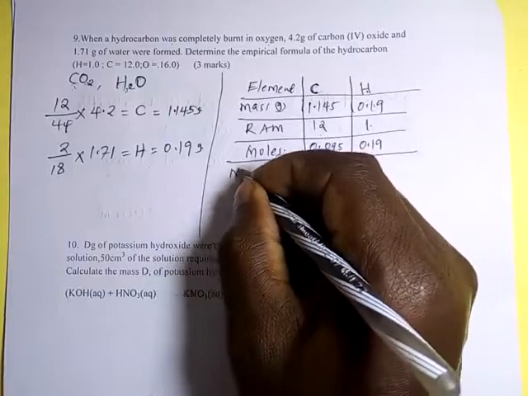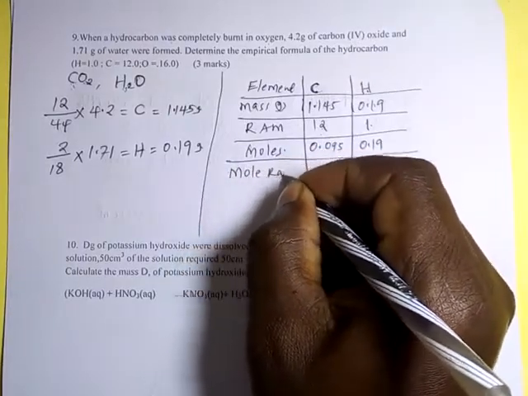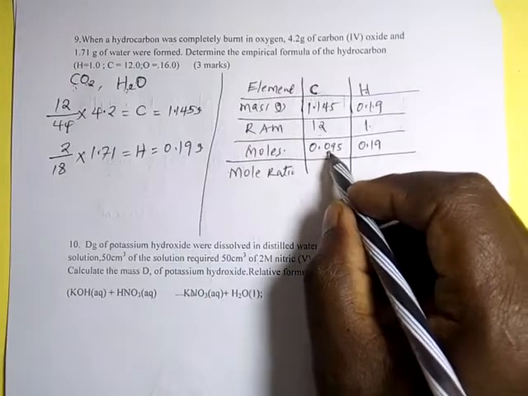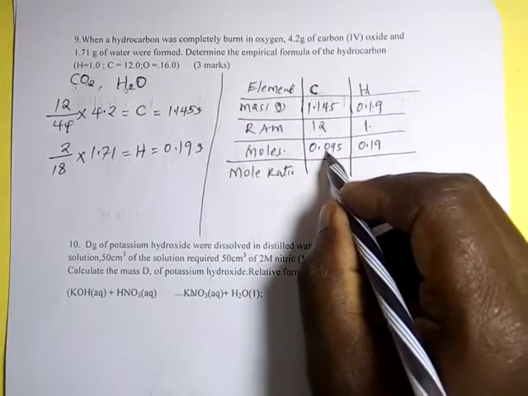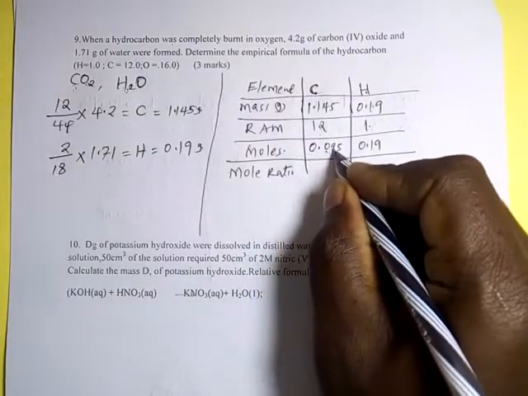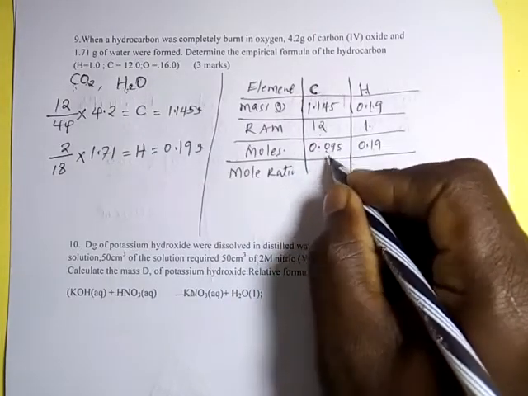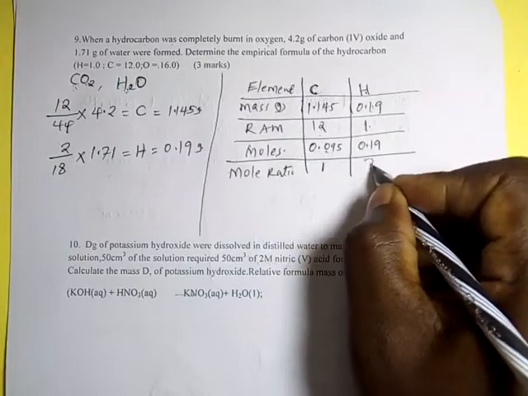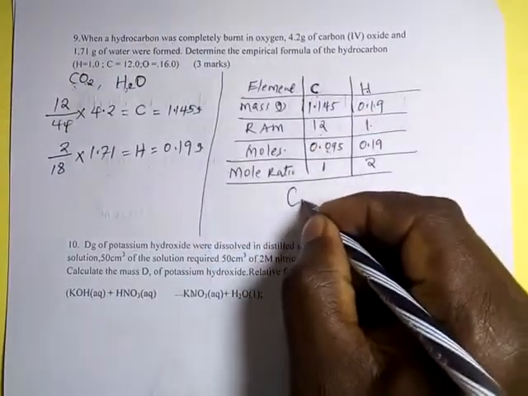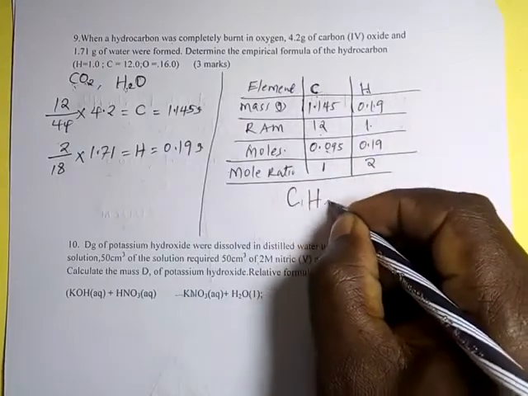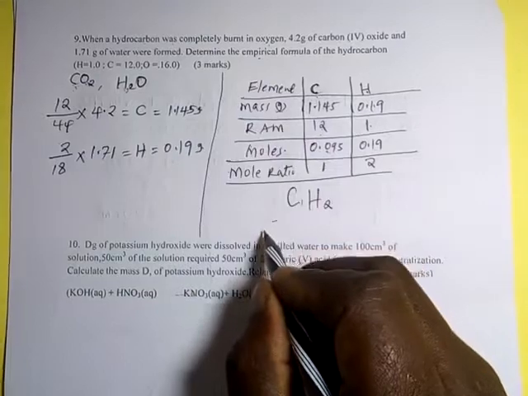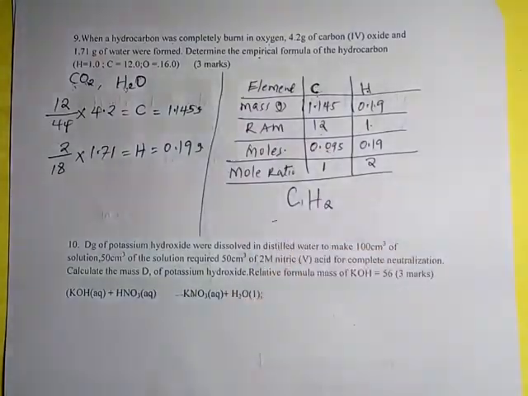The next thing we want to calculate is the mole ratio. For the mole ratio, we divide by the smallest number of moles. So this one is smaller than this one. Therefore, 0.095 divided by 0.095, we will get 1. Here we will get 2. So it means that carbon was 1 and hydrogen was 2, and that is the empirical formula of the hydrocarbon that was required.